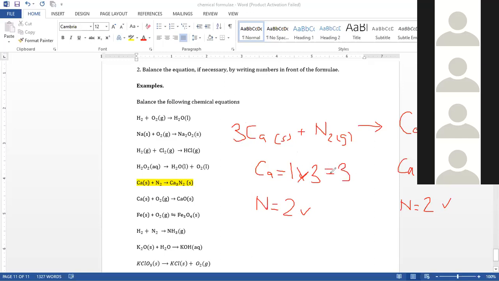Now, someone asked a question: will this number affect the nitrogen after the plus? No. In this case, 3 is on the left-hand side of calcium only, so it is only calcium that will be affected by a 3. This nitrogen will not be affected because it is after a plus. It is not part of this formula. So in this case, I'll say that my equation is balanced because the number of atoms on the left-hand side is equal to the number of atoms on the right-hand side.